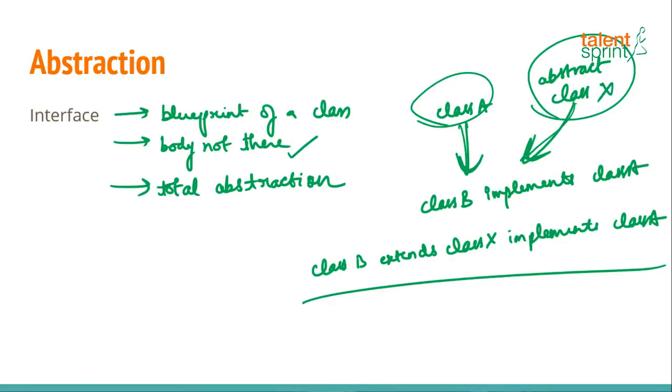Alright, so that was about abstraction, interface and abstract classes. Now let's move on to inheritance and see what different types of inheritances there are and how we implement those inheritances in Java, right?